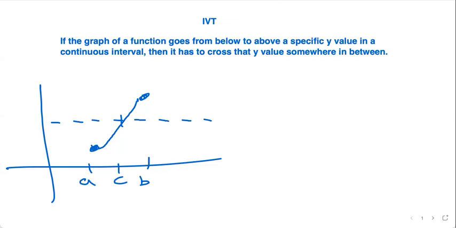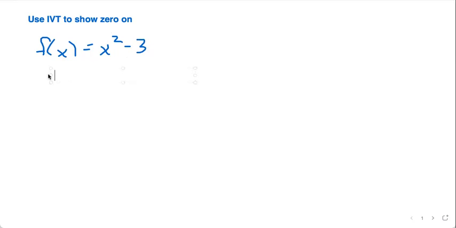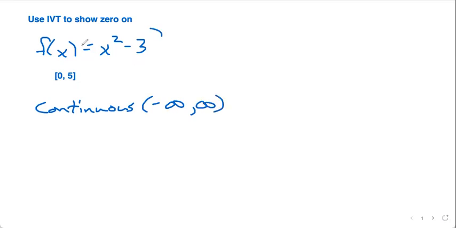So for example, if they said something like, use the intermediate value theorem to show that we have a zero on the graph of f of x equals x squared minus 3 on the interval 0 to 5. Well, all you essentially do is, first of all, we can see this is continuous everywhere. It's continuous for all real numbers, it's just a polynomial, specifically a quadratic, which is continuous everywhere.